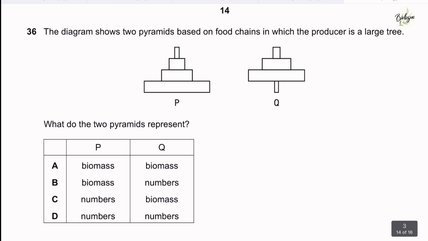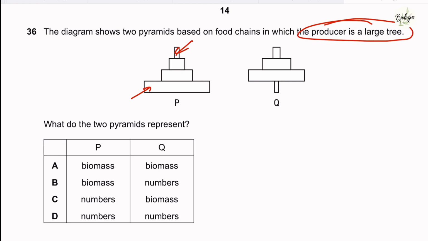All right, question 36. The diagram shows two pyramids based on food chains that have a producer as the large tree. So what do the two pyramids represent? So the two pyramids, remember, P is increase in the food chain. All right, so you have more organisms at the bottom and less at the top. So essentially this does represent biomass, and Q represents numbers. So it's sort of like you have the larger organisms, for instance a large tree, because it says the producer is a large tree, right? So when we talk about biomass, a typical food chain, the large organism, which actually is the producer in most cases, not necessarily has to be large, but the producer is at the bottom, right?